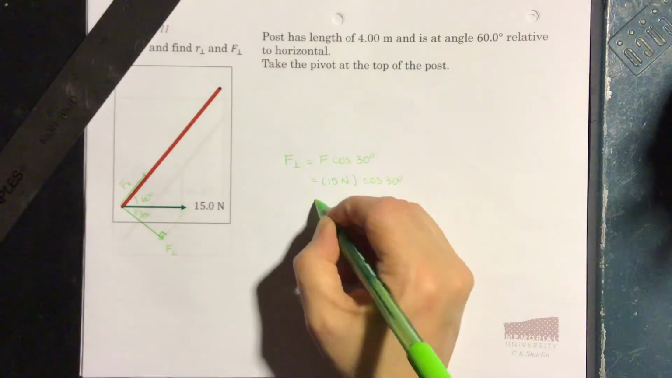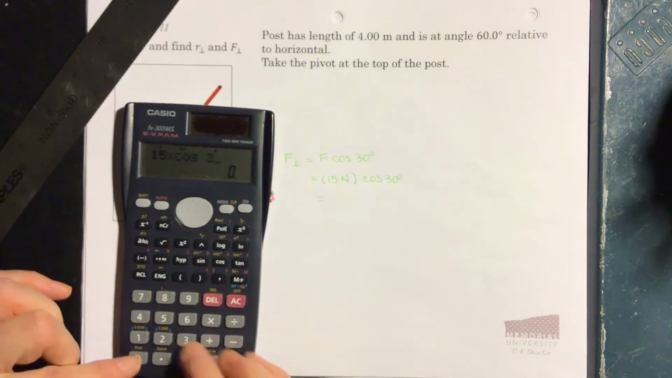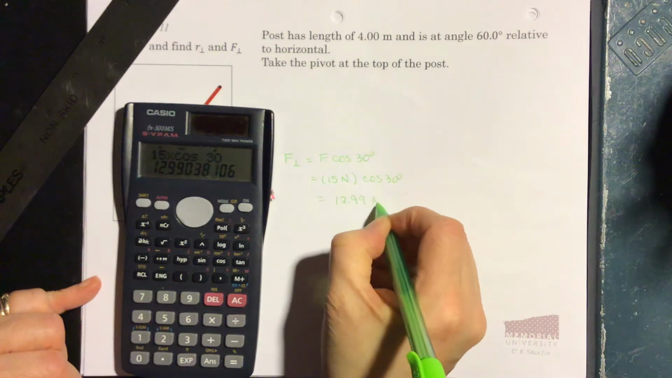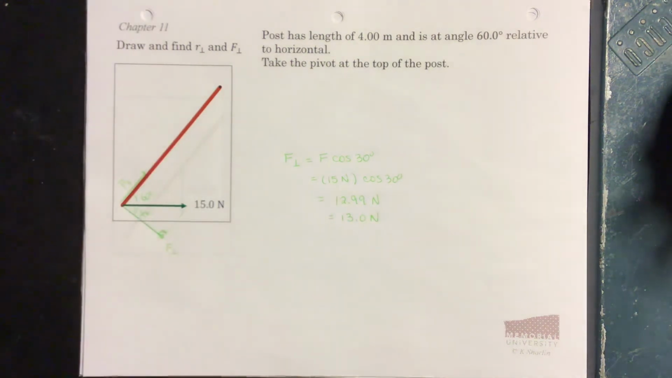Put that one in the calculator. 15 times cosine 30. We get 12.99 newtons, and we want to round that off to the right sig figs, 13.0 newtons. That's the perpendicular component of the force. That's the part that would cause the rotation.